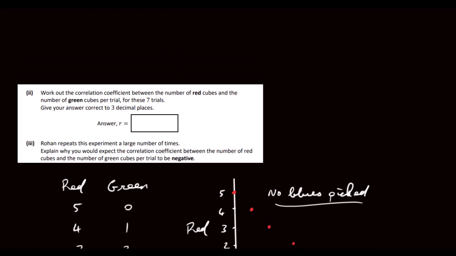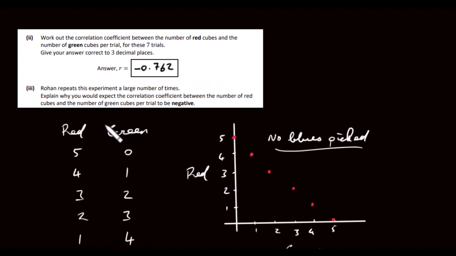So to 3 decimal places, it's going to be minus 0.762. Rowan repeats this experiment a large number of times. Explain why you would expect the correlation coefficient between the number of red cubes and the number of green cubes per trial to be negative.